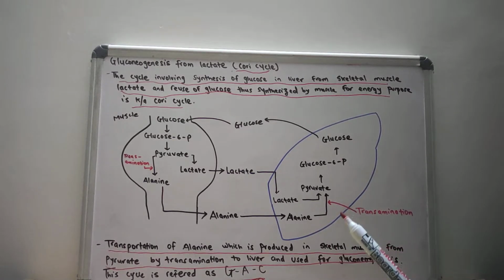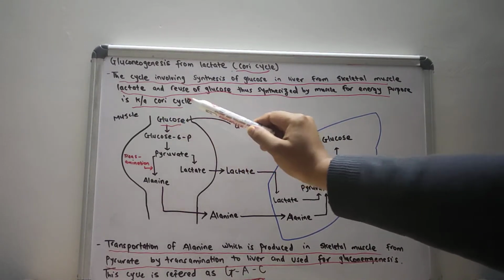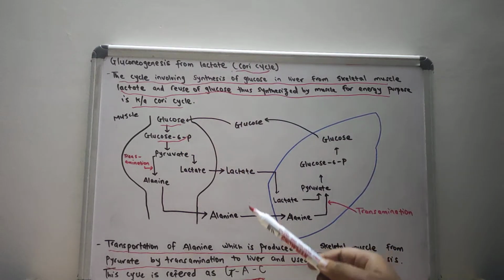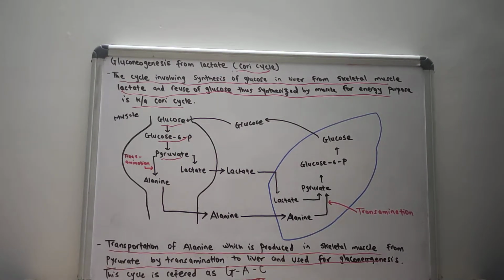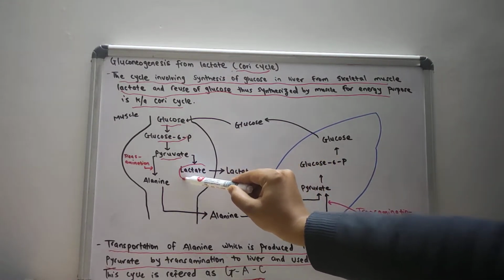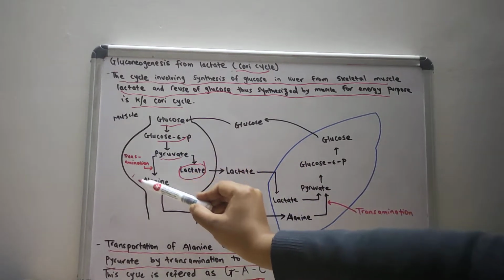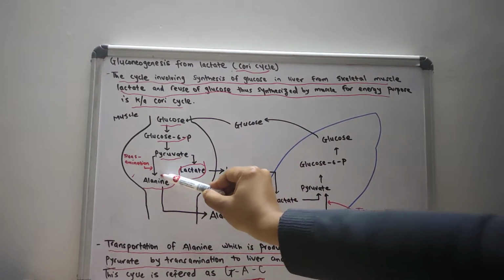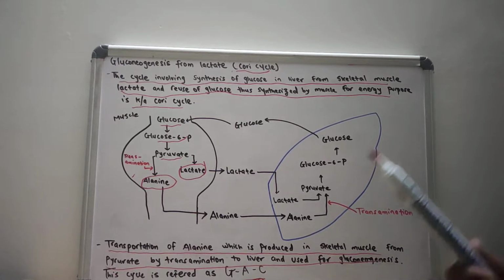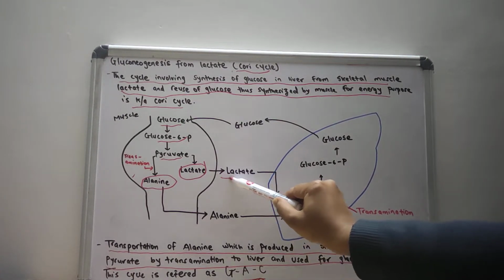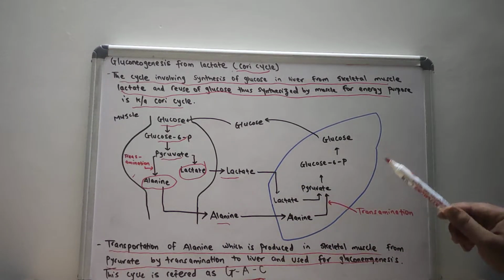Here is what happens in the muscle: there is glucose, and it is converted into glucose 6 phosphate and eventually to pyruvate. If there is strenuous exercise, lactate is produced, and from the transamination reaction the pyruvate is converted to alanine. As you already know, in the skeletal muscle there is no gluconeogenesis because there is no enzyme glucose 6 phosphatase. So this lactate and alanine are transported to the liver.